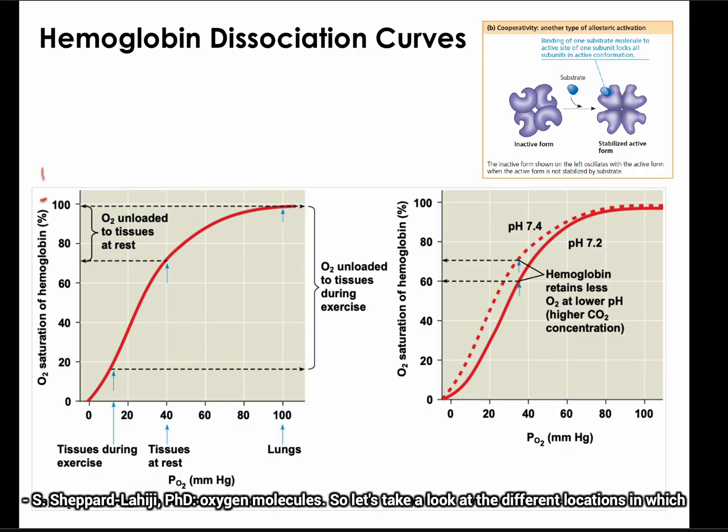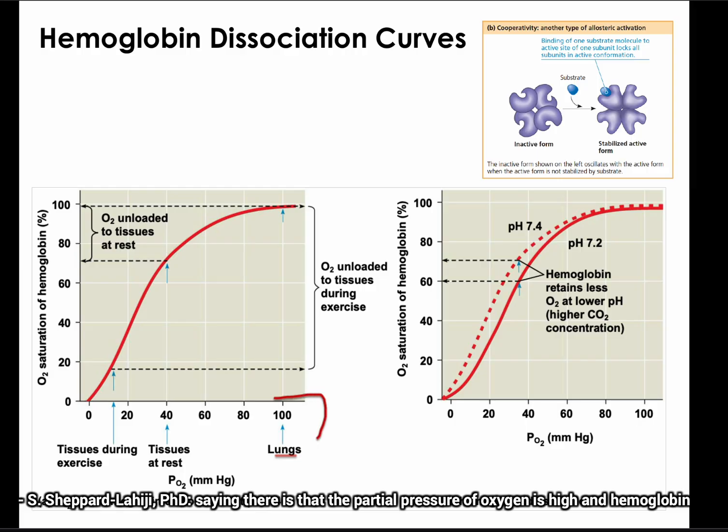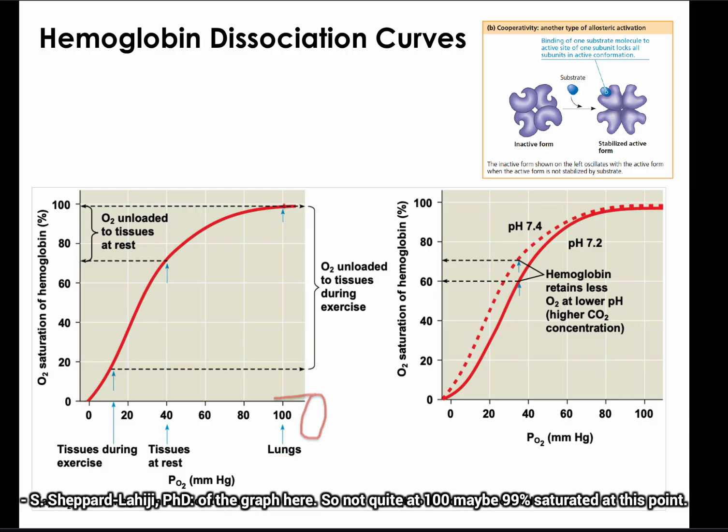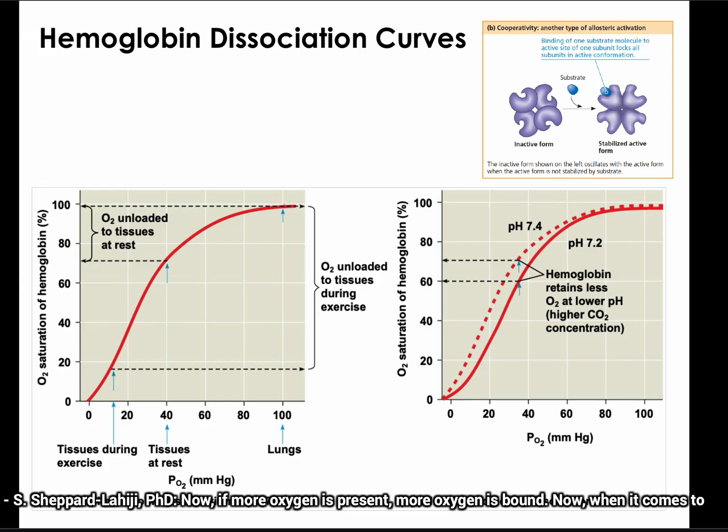So let's take a look at the different locations in which we have our hemoglobin. So if we are at the lungs here, then what we are saying there is that the partial pressure of oxygen is high and hemoglobin is pretty much fully saturated. And that's just based on where it hits the graph here. So not quite at 100, maybe 99% saturated at this point. Now, if more oxygen is present, more oxygen is bound.